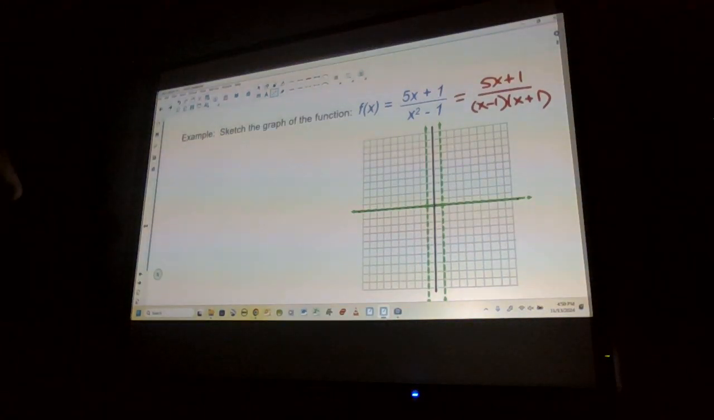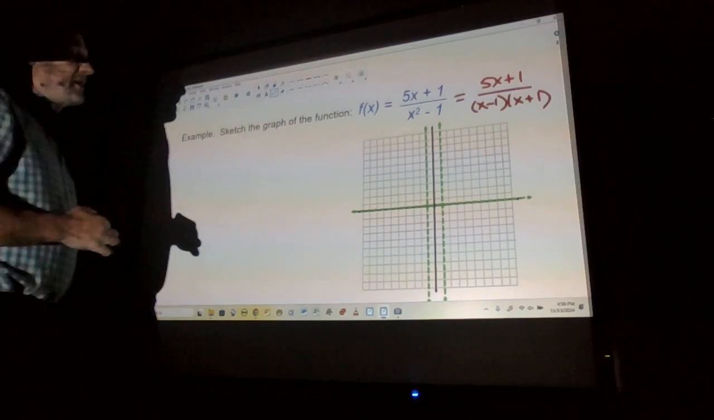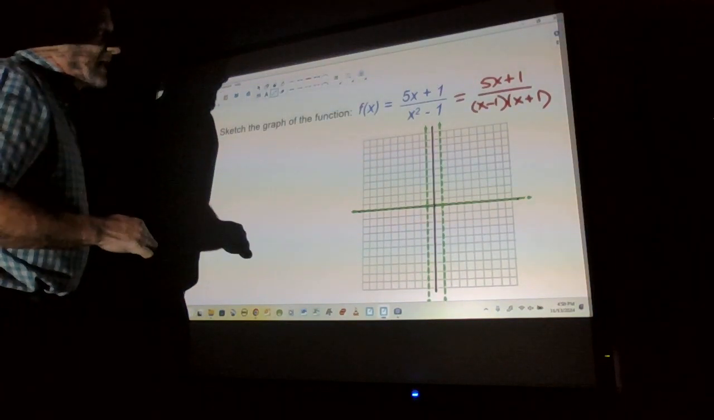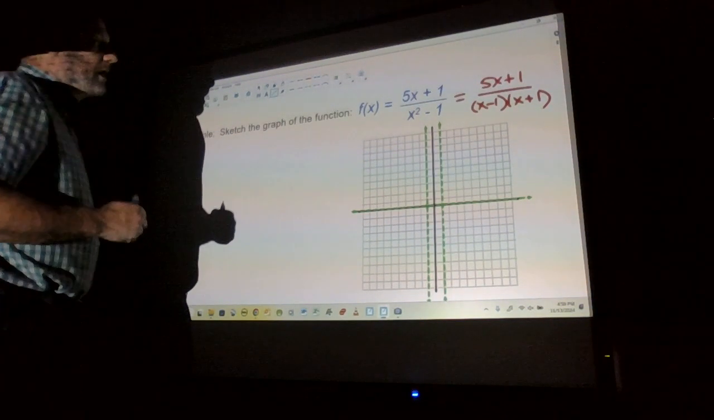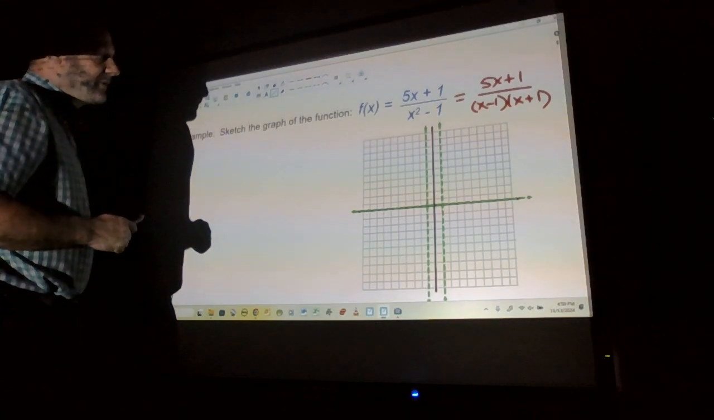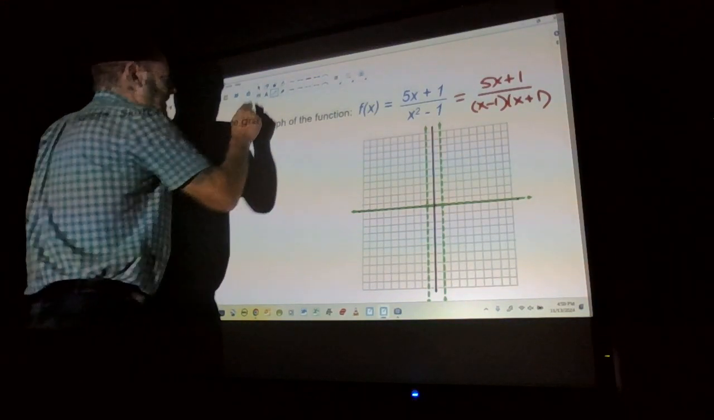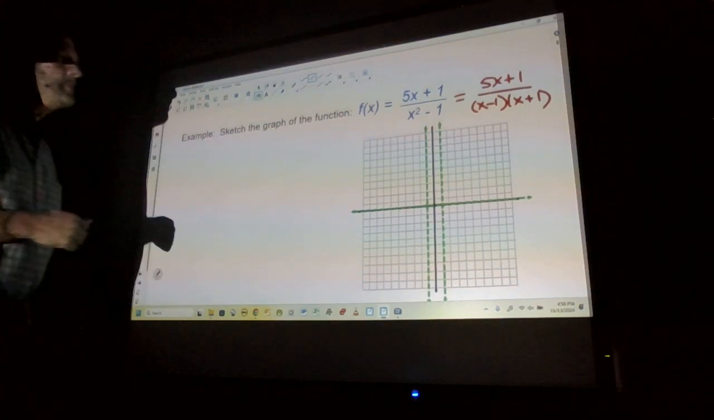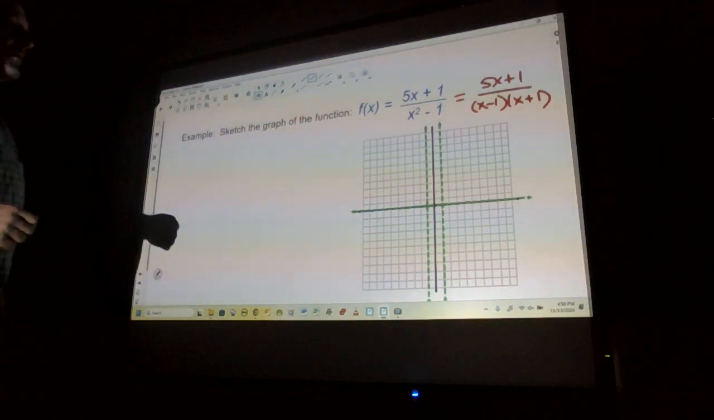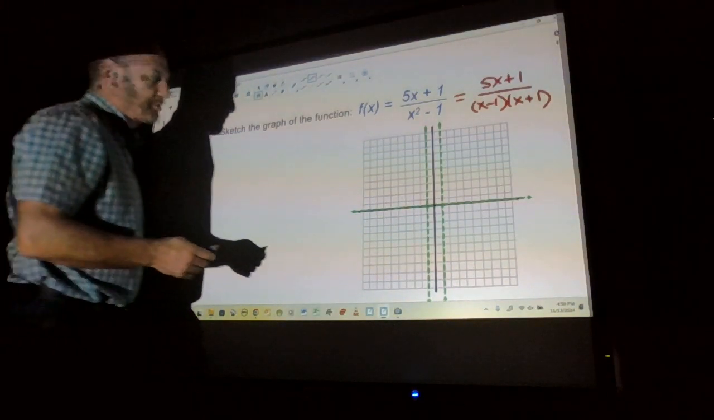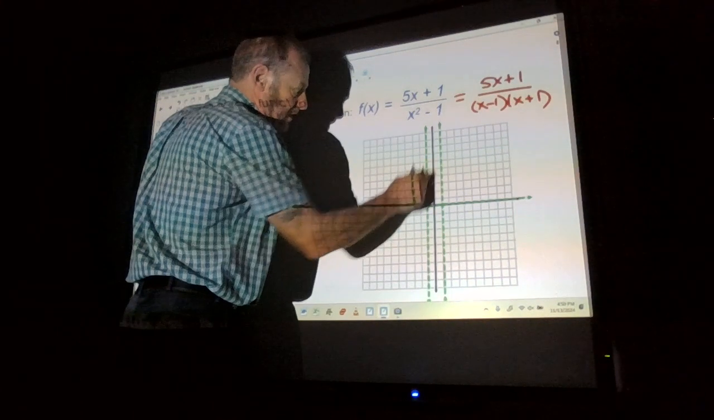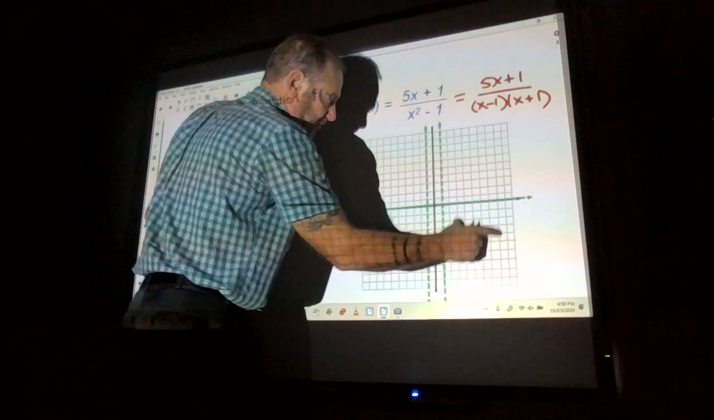Okay, now I just got to figure out what the graph looks like. There's a couple other rules I'm not quite going to go into yet. You'll get those later. But probably the quickest, easiest way that I can do this at this point is I'm just going to pick a couple of points and plug them in. So I've got 3 regions. I've got this region over here, I've got this skinny region right here, and this one over here.